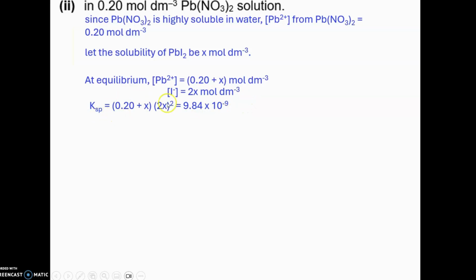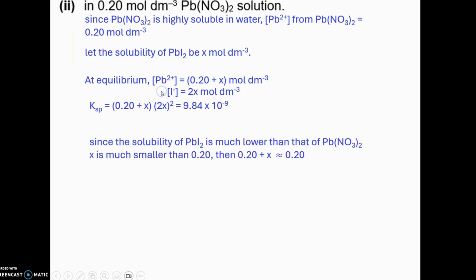So Ksp equals (0.2 + x) multiplied by (2x) squared equals 9.84 times 10 to the power of negative 9. And this Ksp value is the same because ultimately Ksp is a type of equilibrium constant, and equilibrium constants are only affected by temperature. Now we can expand this out into a cubic equation, but we don't need to do that.